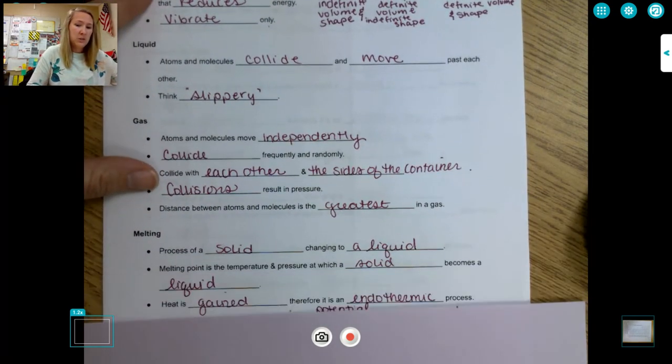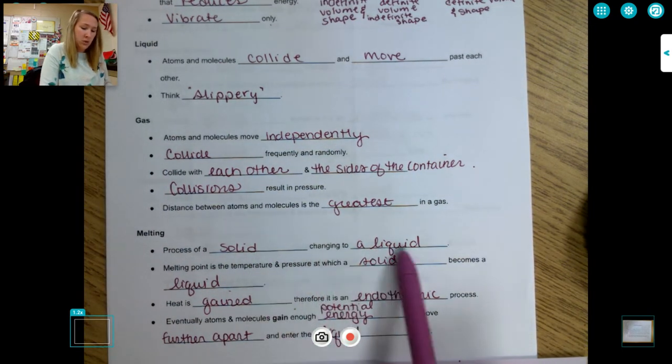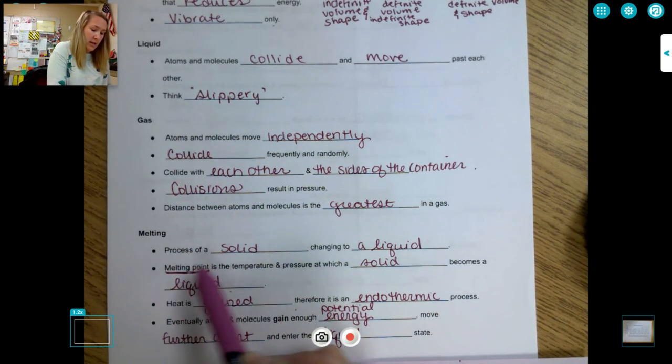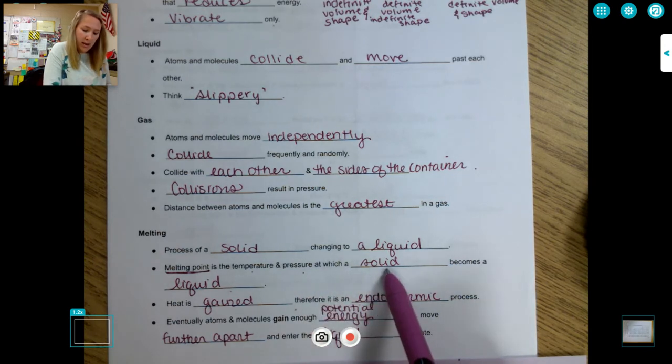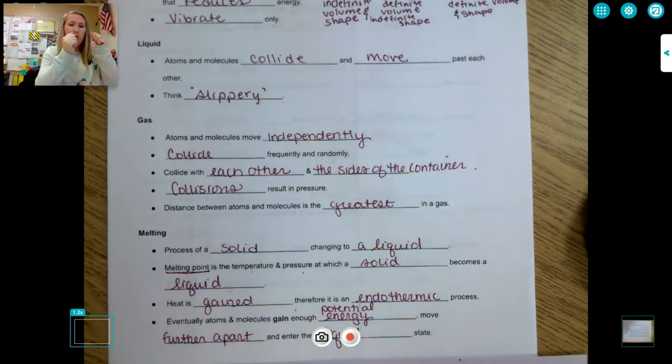The first phase change we're going to look at is melting. Melting is a process of a solid changing to a liquid. The melting point, a vocabulary word, is the temperature and pressure at which a solid becomes a liquid. Heat is gained, therefore it's an endothermic process. Eventually, atoms and molecules gain enough potential energy to move further apart and enter the liquid state. So in melting, my molecules are spreading further apart until they break apart from being a solid and become liquid and start to slip and slide past each other.